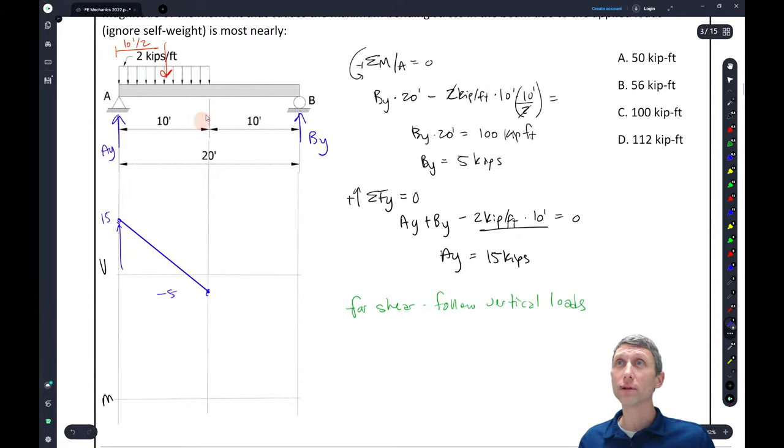I tried to put these two torsion ones together just because once you find J once, you kind of need it a second time. But let's look at the maximum angle of twist developed in a 4 meter long aluminum shaft with a diameter of 12 centimeters when subjected to a torque of 50 kilonewton meters is most nearly.